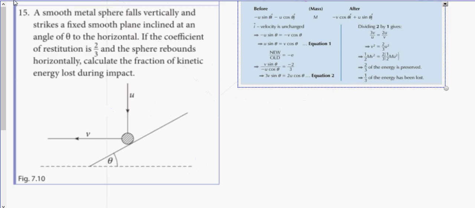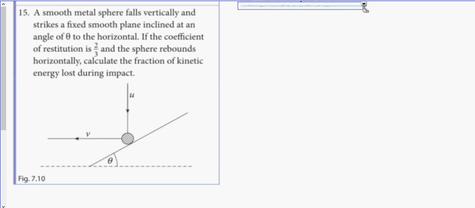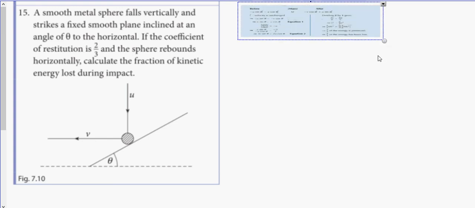Next one. Hopefully I won't need this, but if I do, it's there. I'm hoping I don't need it. I'm just going to put it up here, to be honest.